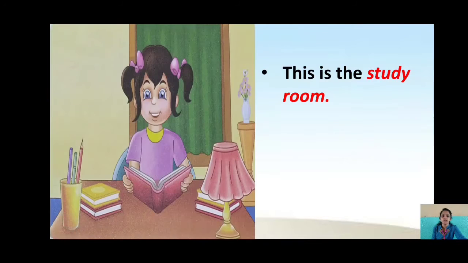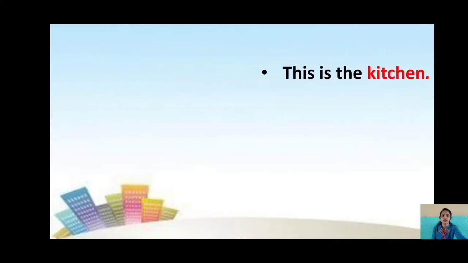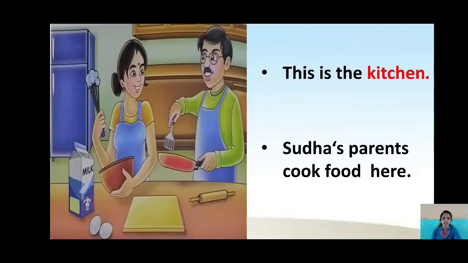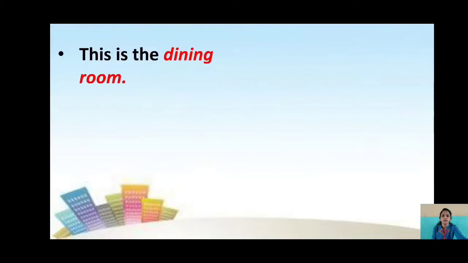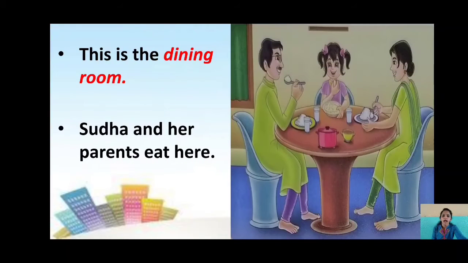This is the study room. Sudha does her homework here. This is the kitchen. Sudha's parents cook food here. This is the dining room. Sudha and her parents eat here.